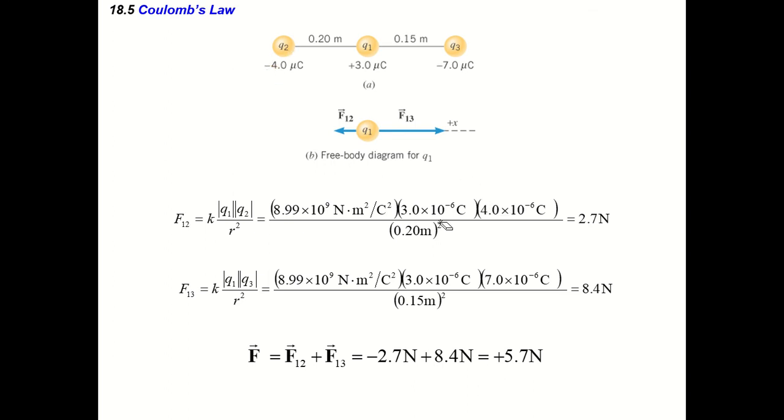Okay, and divided by the square of the distance between Q sub 1 and Q sub 2. And we get here 2.7 newtons. And similarly for F13, same constant K, and then Q1 is still 3 times 10 to the minus 6 coulomb. Then our Q3 is 7 times 10 to the minus 6 coulomb.